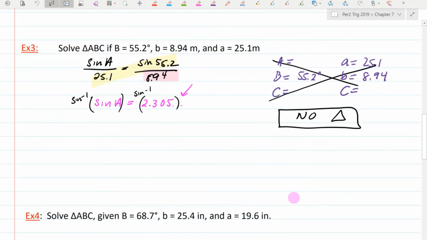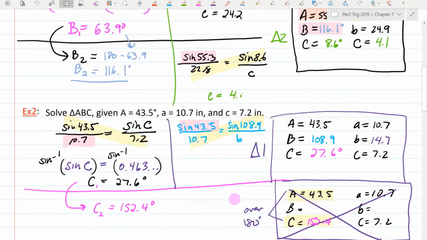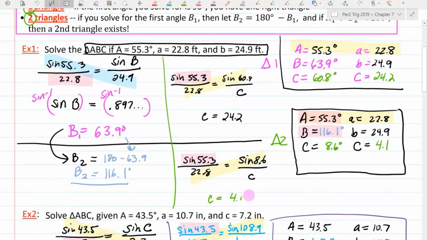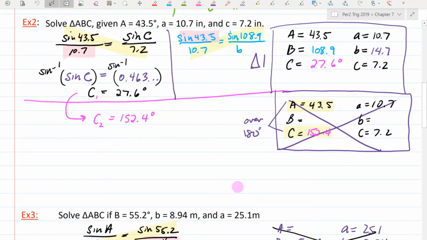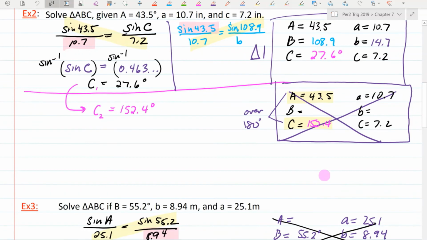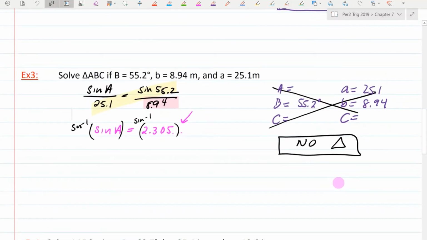All right, so you've covered every single type. So we covered the first one, which was 2 different triangles. We covered the second one, which was only 1 triangle. And then we covered the third kind, which there are no triangles. So they're all exactly the same type of question.